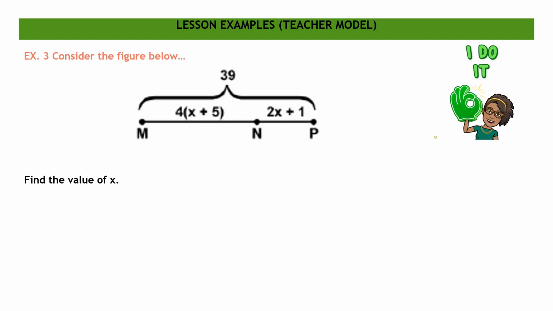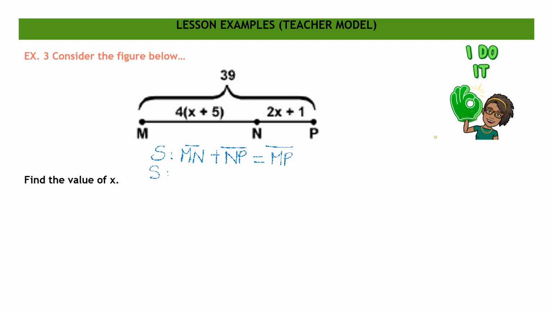So here we're going to use the SSS solving system in order for us to find the value of x. The first S represents setup. To set up my equation, I'm going to take the parts that are represented in the figure and write it down in an equation. So the first part is line segment MN is added to line segment NP, and that's going to equal the full line segment of MP.